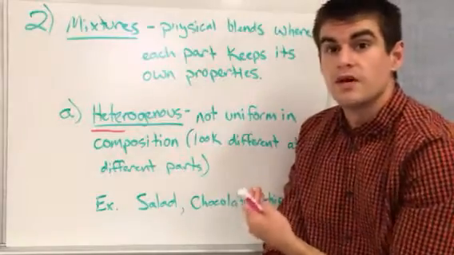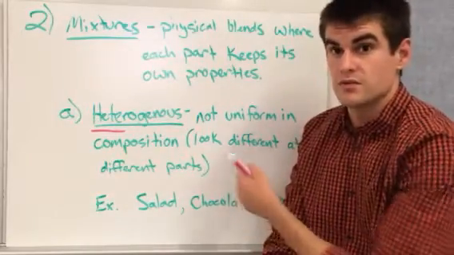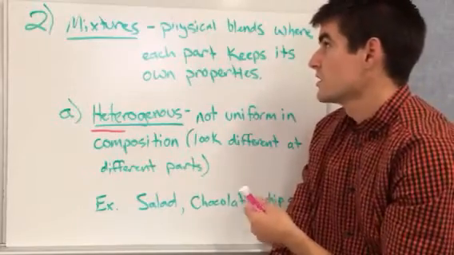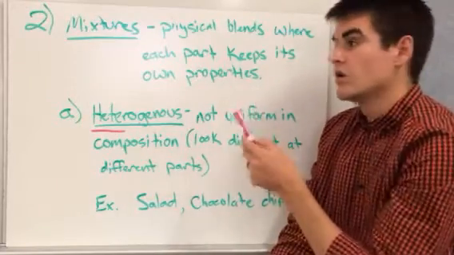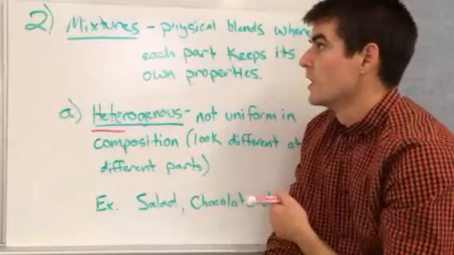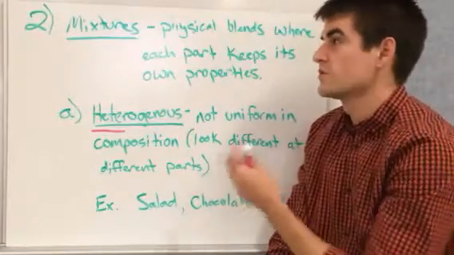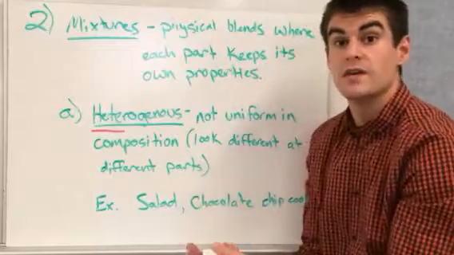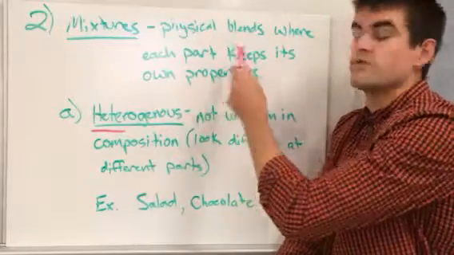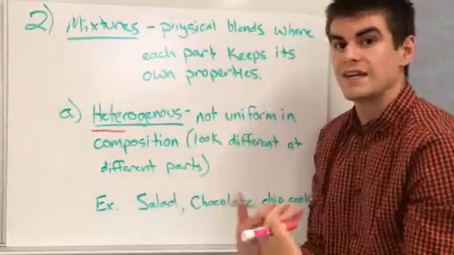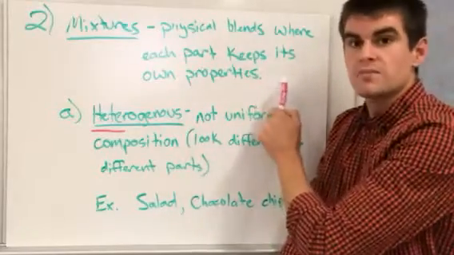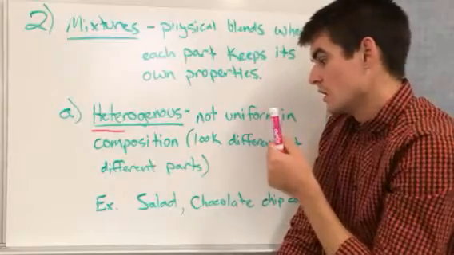The second type of matter then is mixtures. We just talked about pure substances here. Mixtures, these are physical blends. People get compounds and mixtures mixed up. Compounds are chemical bonds. Mixtures are physical blends. They're not actually physically attached to each other, where each part keeps its own property.